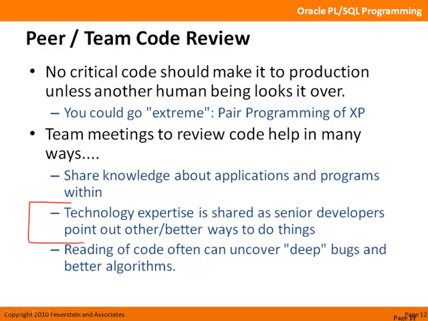Even a senior developer on the team will specialize in certain areas, and I, a junior developer, might have gotten deep specialization in, say, pipelined table functions. Well, if we meet and talk about the code we're writing and critique it and share ideas, then we will also share our technology expertise. So team code reviews are a great way to equalize the members of the team, pull everybody up, as well as uncover bugs and find better ways to implement your application code.